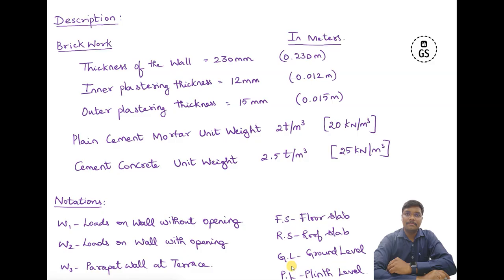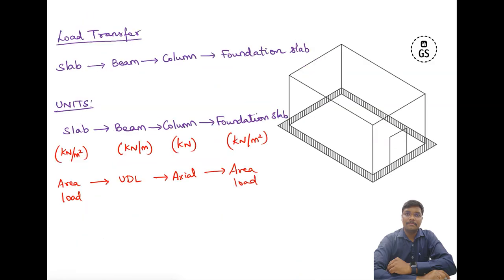Further, how to start this: we will take a sample example where we are going to calculate the loads for a 4-meter wall. This is how the load transfers to the foundation slab. As a civil engineer we should know how the loads are distributed in a building and how they are distributed from a slab to a beam, column and foundation slab.